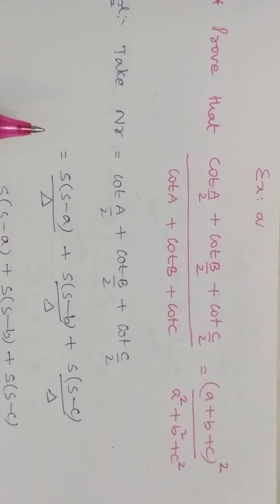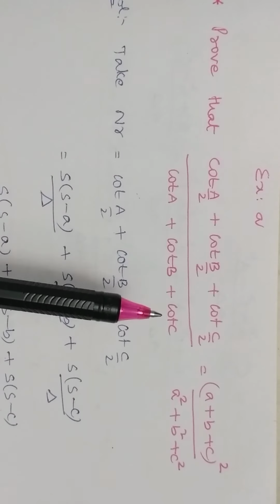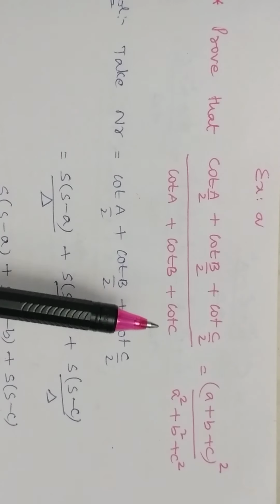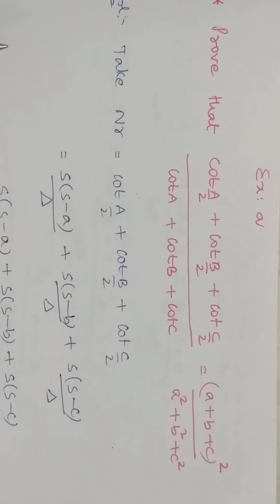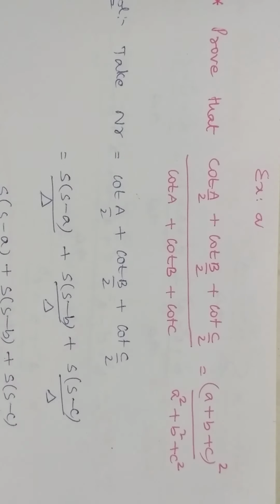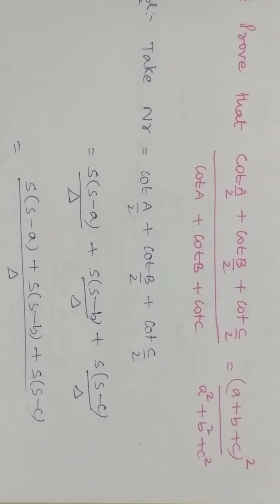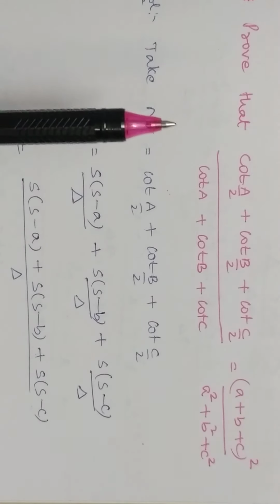Here, they may ask the numerator separately and the denominator separately. Numerator as a separate problem, denominator as a separate problem, or they can ask by combining the problems like this. So I shall do the numerator separately and the denominator separately, and later I do numerator by denominator. Right. So take the numerator. What is the numerator given?